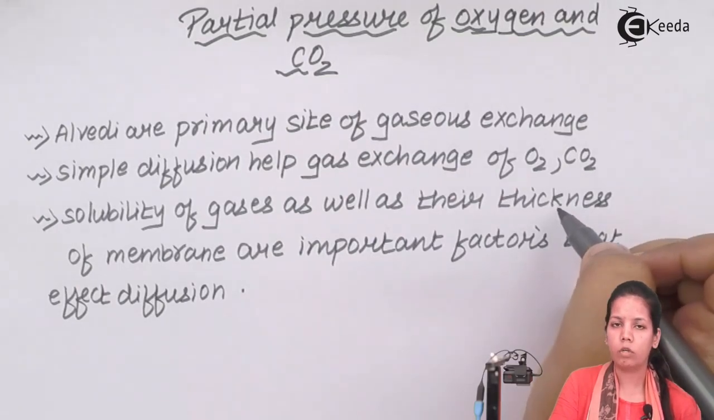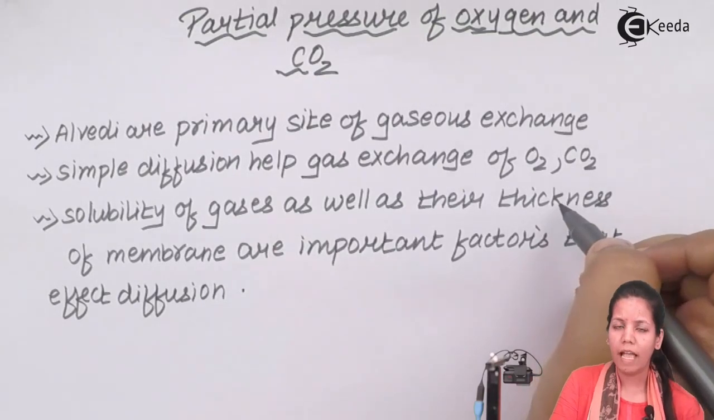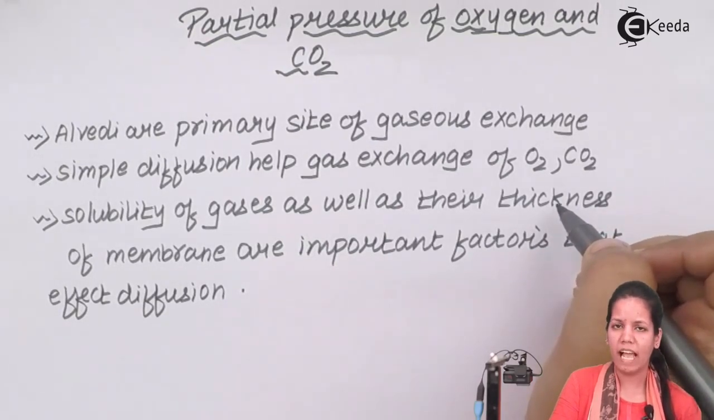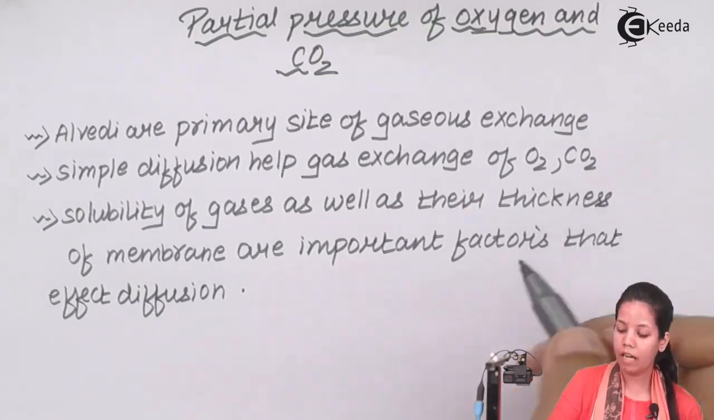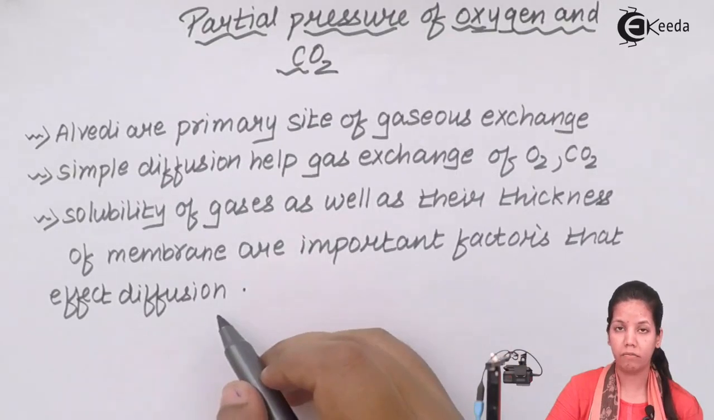For example, if we talk about the trachea region, it will be slightly thicker as compared to your pharynx, which is your nasopharynx or oropharynx region. And as we move down, your bronchi, bronchioles and alveoli will have differences in thickness and diameter, which are important factors that would affect diffusion.